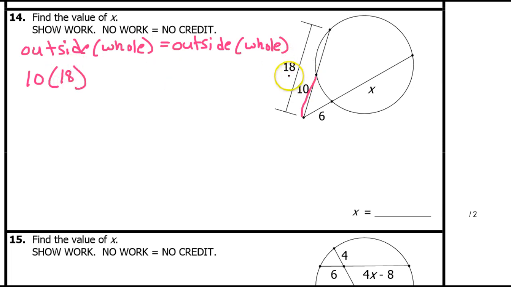It's not 10 plus 18. 18 is the whole thing. You can tell because of this bracket that stretches from beginning to end of this whole thing. So 18 is the whole.